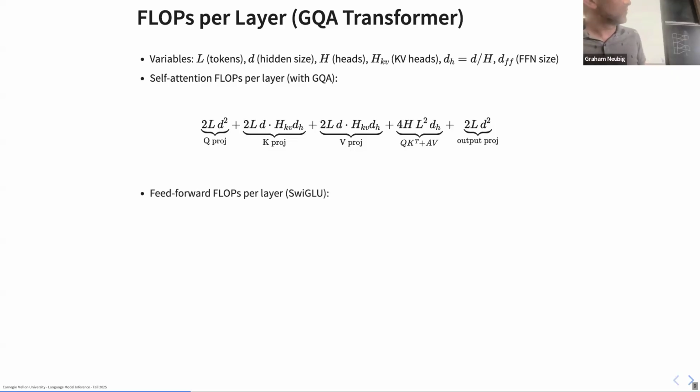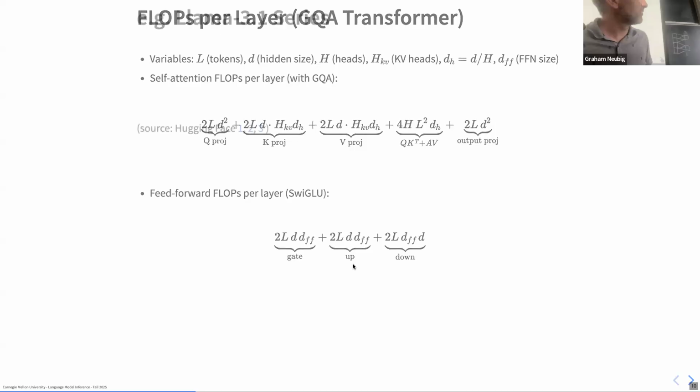Then if you look at the feed-forward network, the flops per layer is basically the dimensionality of the underlying embedding times the dimensionality of the feed-forward network. And you calculate that for, if you're using SwiGLU, a gating function, and then an up projection and down projection. So basically, this is entirely linear in the sequence length.